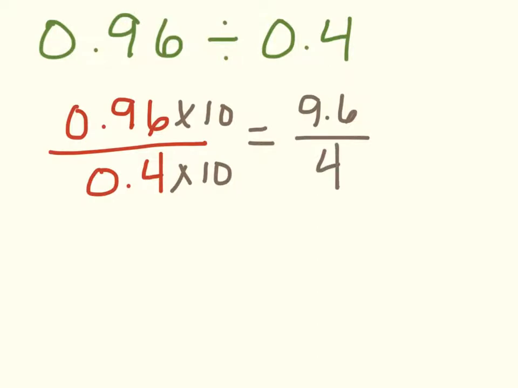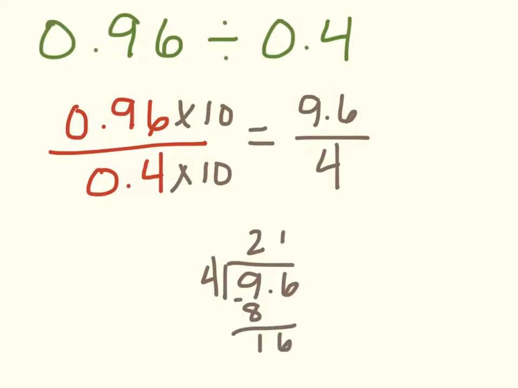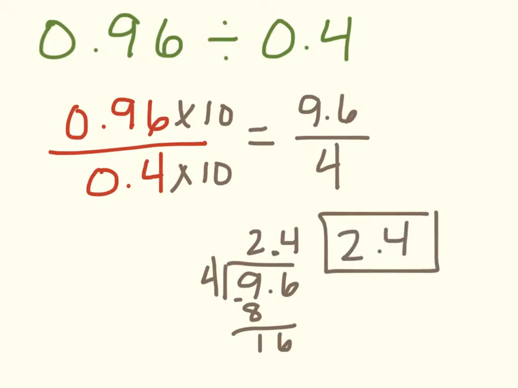If it's easier for you to see the division problem, you can rewrite it now this way, 9.6 divided by 4. To get your answer, you can work it out as a regular long division problem, giving you 24, bring up the decimal point, 2.4 is your answer. 2 techniques, same answer.